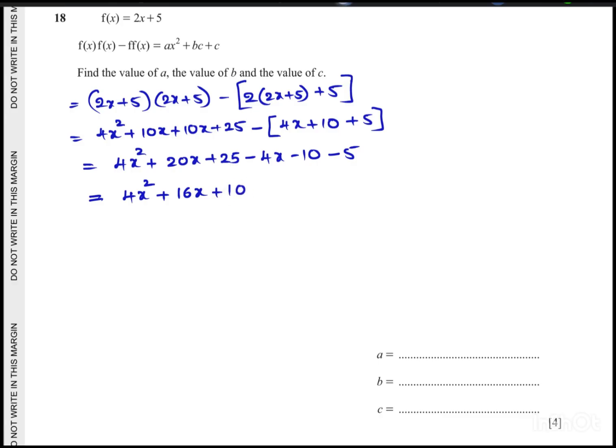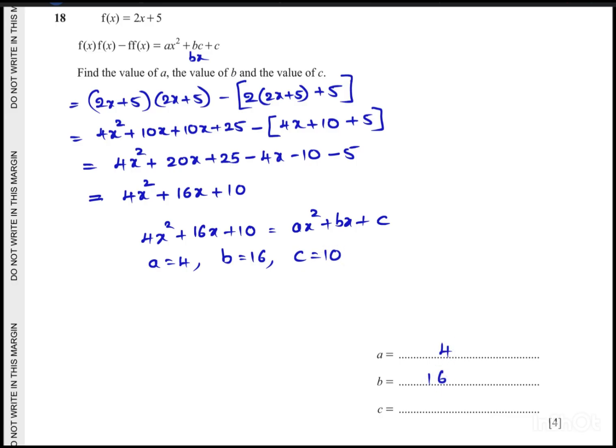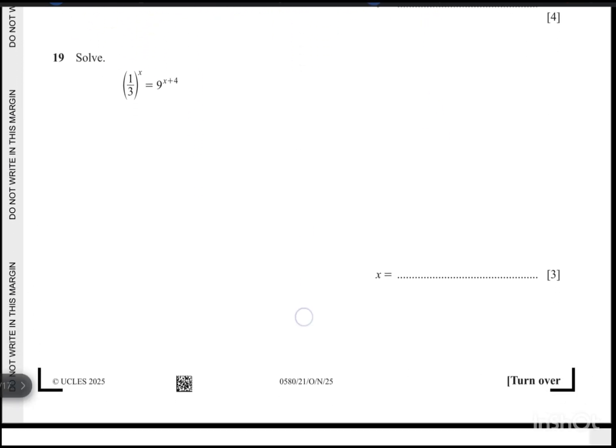Now this is given as ax square plus bx. Actually it is bx, not bc, it is bx. So this is given as 4x square. This is ax square plus bx plus c. So here a is 4, b is 16, c is 10. Question 18 is done. Question 19.